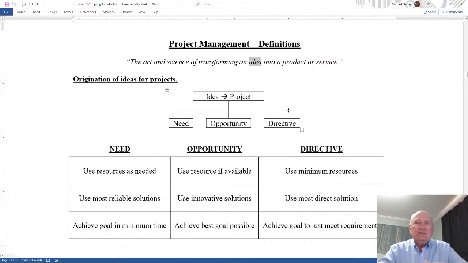Now, operations, you're taking inputs and producing outputs, but you know what those outputs are. But a project is you have an idea. If you have an idea, how can you make an output, a deliverable from that idea? And the idea could be a product, a service, or both. Or it could be something even other than that. But the key is idea.